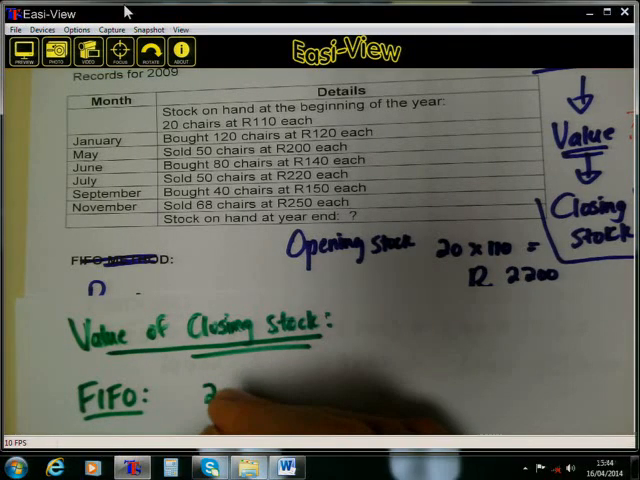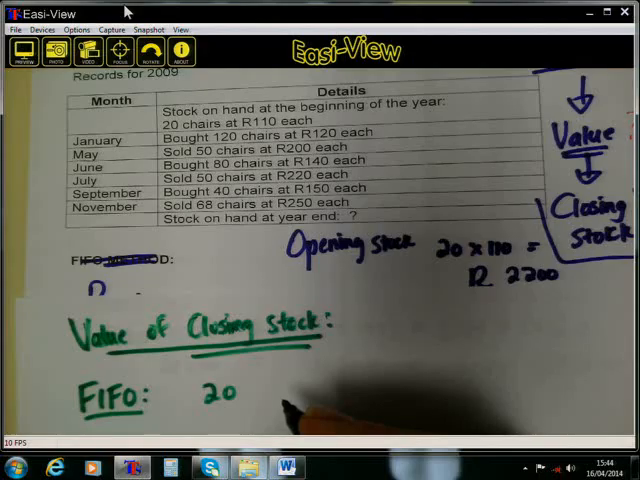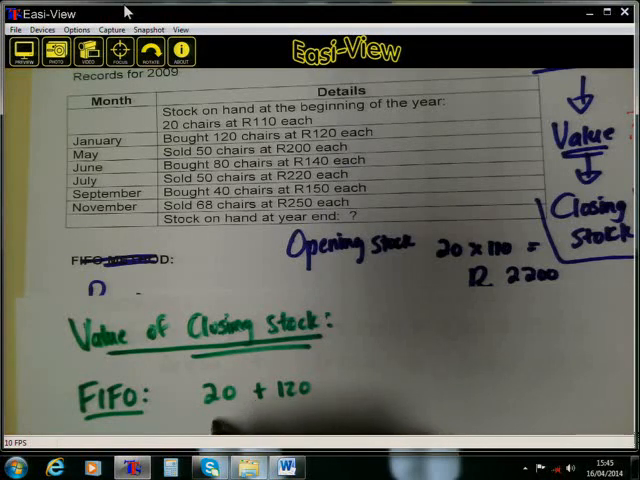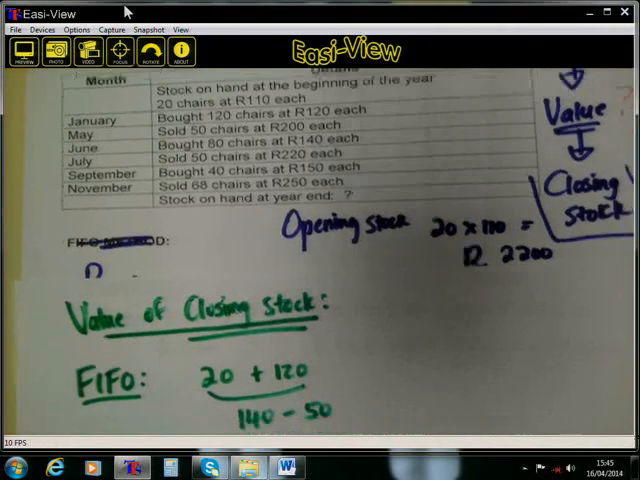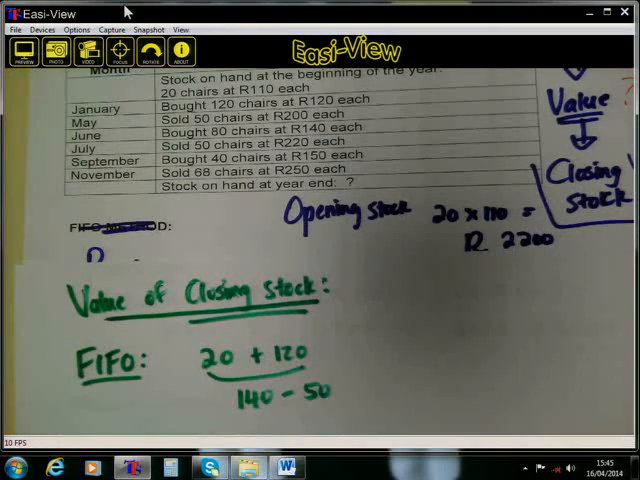We've got 20 on hand, and we bought another 120. We already did this. Then we sold 50. So of that 140, we sold 50. Are you with me? Okay.